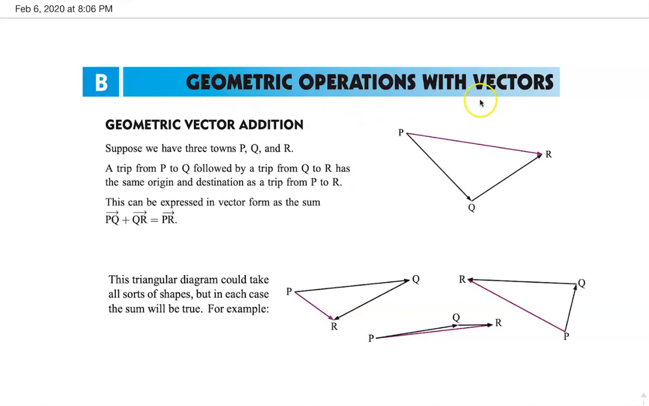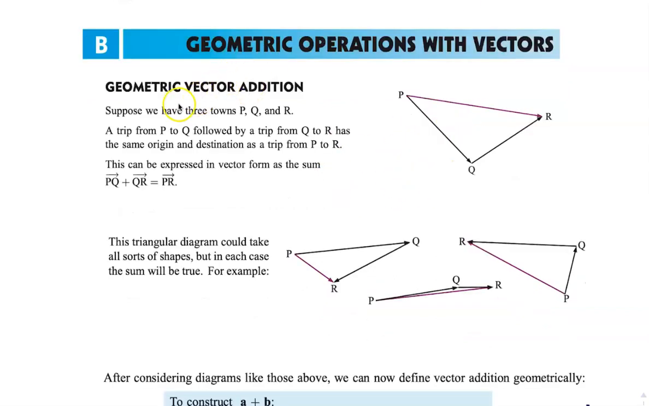Geometric operations with vectors. In this lesson, we're going to talk about how to use vectors in geometry and real space. We're going to talk about adding and subtracting vectors using the actual components of a vector. So our first example: suppose you have three towns, P, Q, R. You want to start at P and make a trip to Q, and then from Q you want to go to R. Well, if you add that path, you end up with PR.